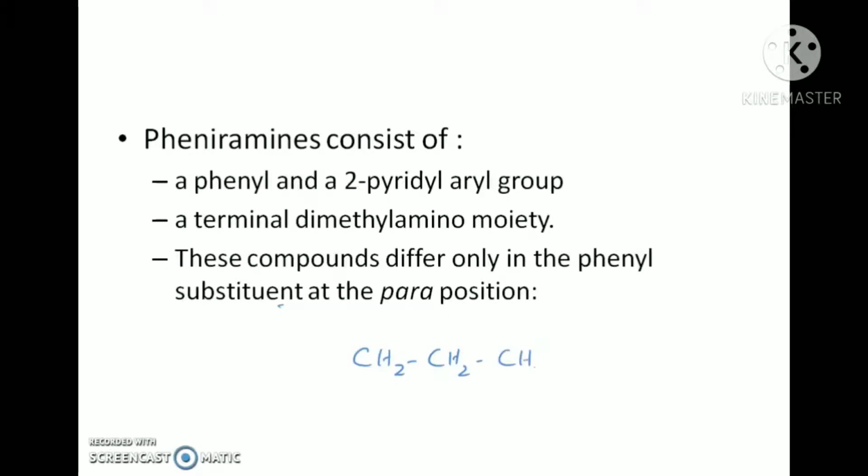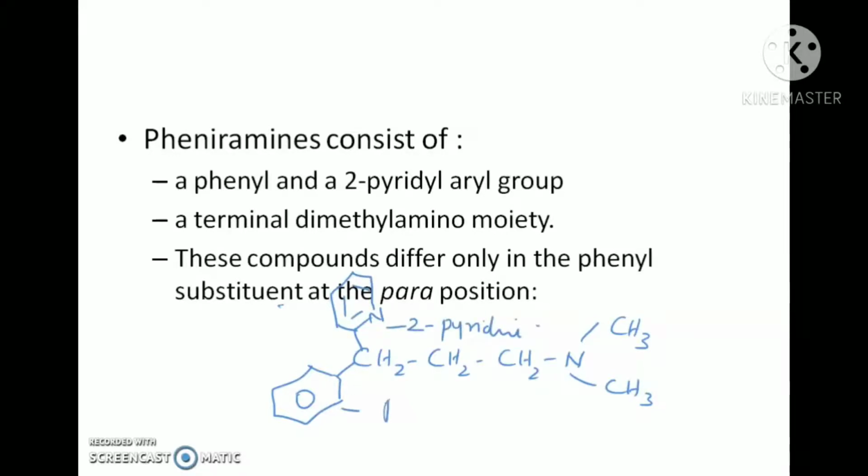It carries two simple methyl groups, and then the carbon atom at the other end of the chain contains two aryl groups. One is a phenyl ring and the other one is a pyridine ring, and that pyridine is attached at the second position. So a 2-pyridyl group is attached to the carbon atom. So the two aryl groups attached at the carbon atom are a phenyl ring and a 2-pyridyl group.